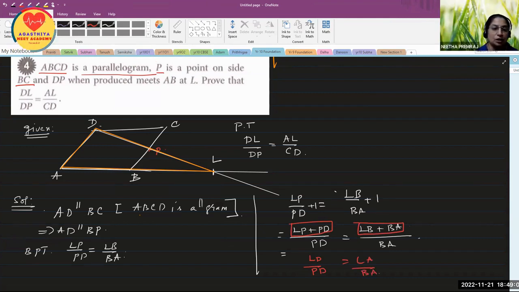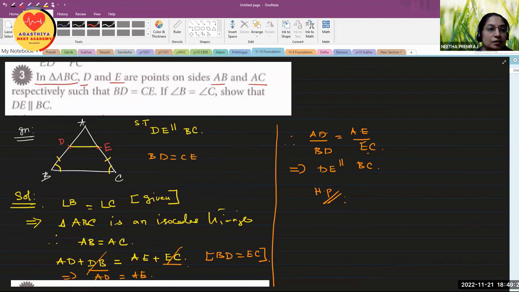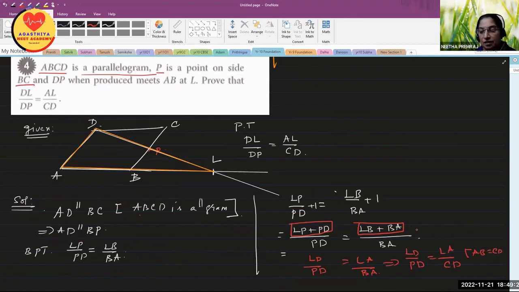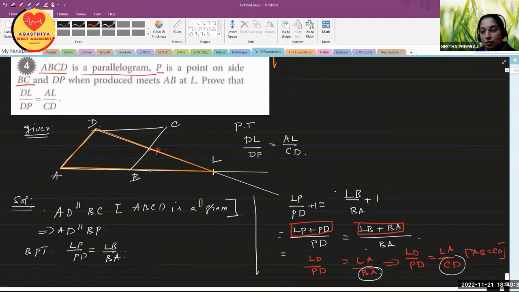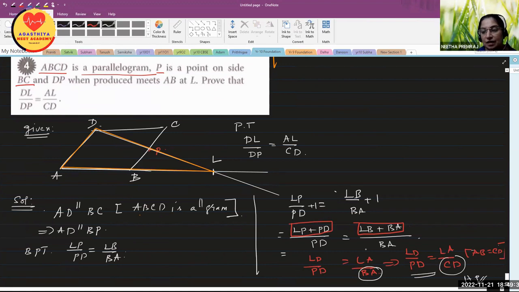You know that opposite sides are parallel and equal, isn't it? So you can write LD by PD is equal to LA by CD. The reason is AB is equal to CD. Instead of AB, you can replace it with CD because both are equal. So that is what you wanted to prove, hence proved. That's it. Understood, guys?